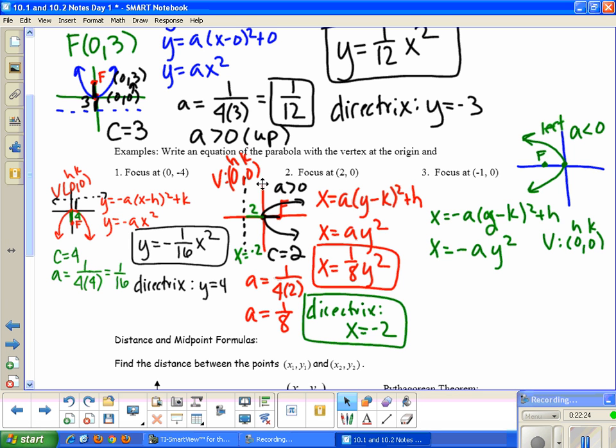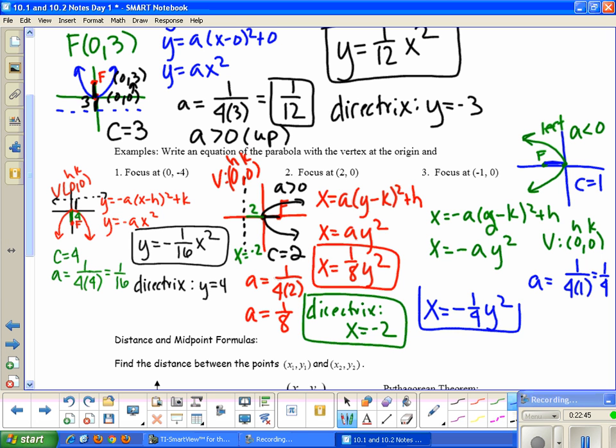Then for this, I need to figure out the distance from here to here. If my focus is at (-1, 0), that distance of c would be equal to 1. So a is equal to 1 over 4 times c, which is 1. So a is equal to 1/4. And because it's opening to the left, it has to be negative. So x equals -1/4 y squared would be my equation. My directrix would be on the other side, so my directrix would be right here. And I know the distance from here to here is also 1. So x equals 1 because it's on the positive side.